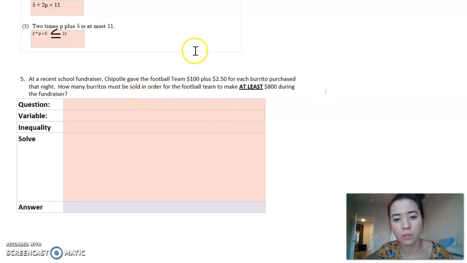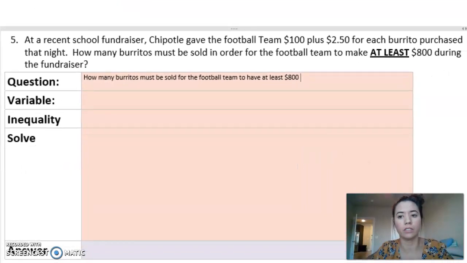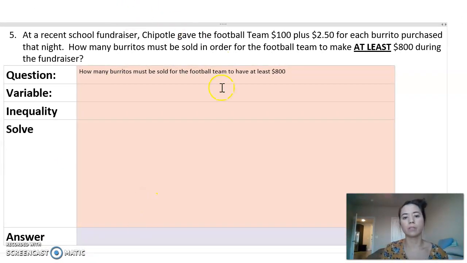How many burritos must be sold in order for the football team to make at least $800 during the fundraiser? Okay, so the question, again, just like we talked about on Tuesday, is always found in that last part. So we need to know how many burritos must be sold for the football team to have at least 800 bucks. Let me zoom in a little bit more. Oh, there we go. All right. So how many burritos must be sold so they can have at least $800?